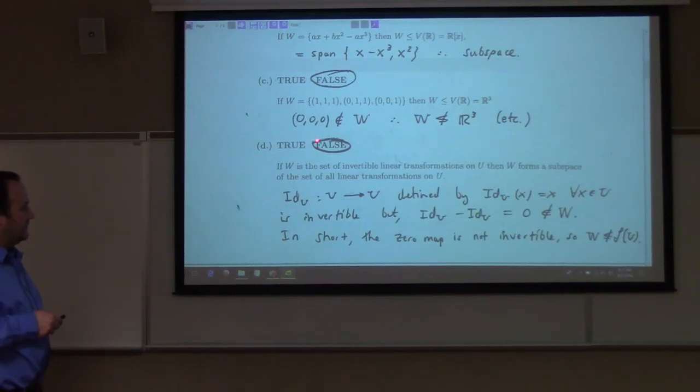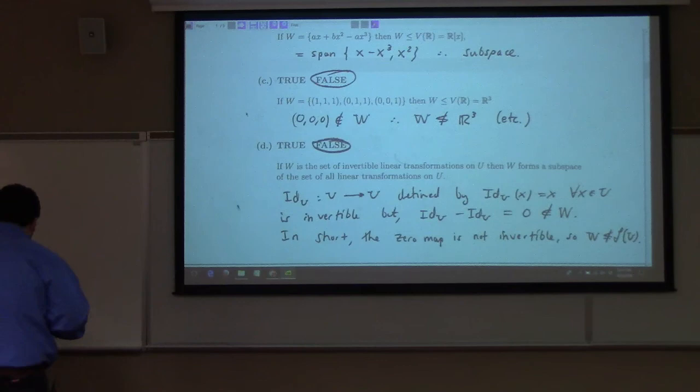Anyway, the set of invertible linear transformations forms a subspace. This is just not true, because if we take the identity map and we subtract it from itself, which we certainly could do in a subspace, we get the 0 map. And the 0 map, by the way, start with the 0 map. The 0 map's not invertible. Game over, right? So there's many, many different reasons that you could see here.